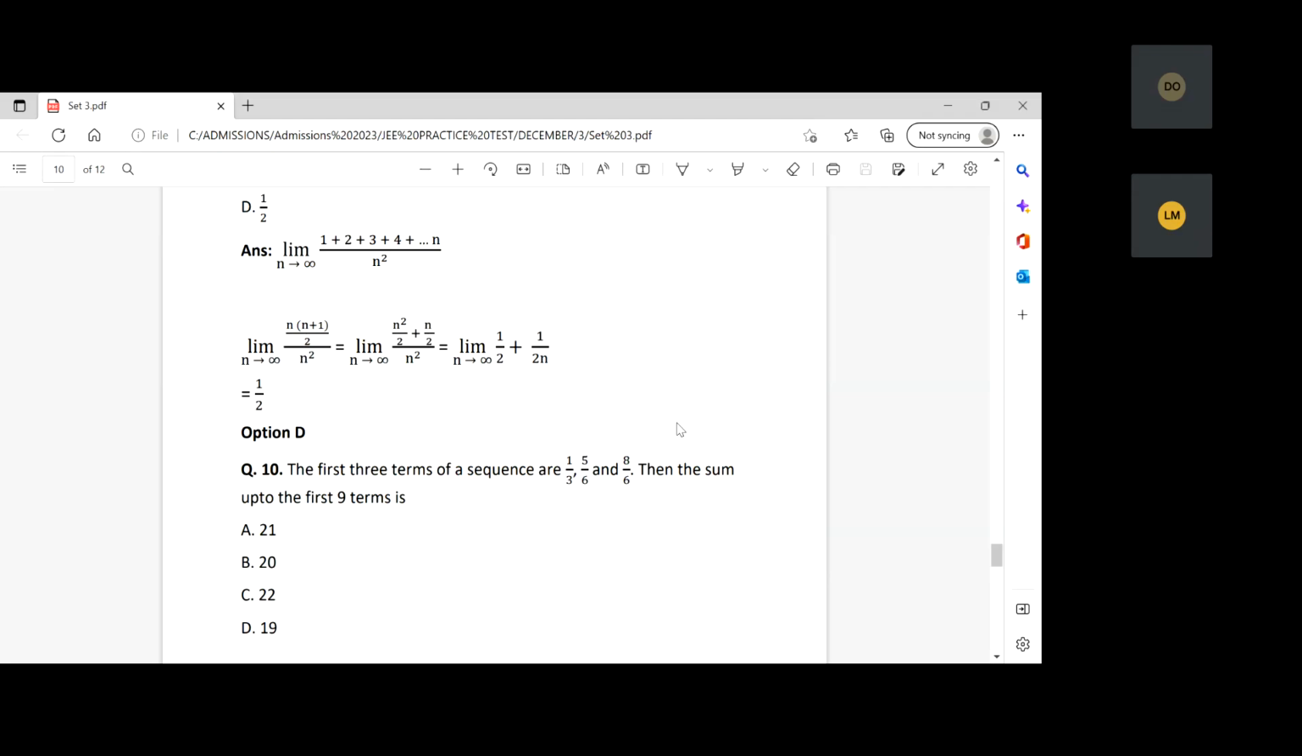So yes, this is the question. First three terms of a sequence, 1 by 3, 5 by 6, and 8 by 6. Think about the ratio or the common difference, and whether you'll be able to do something. The sum up to first 9 terms, is it 21, 20, 22, or 19?